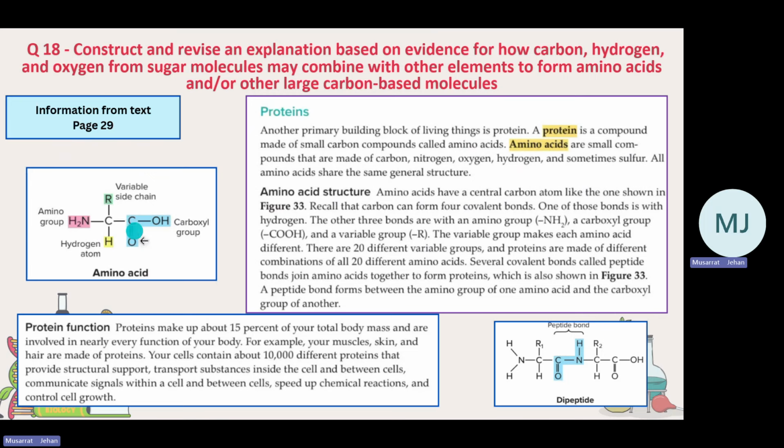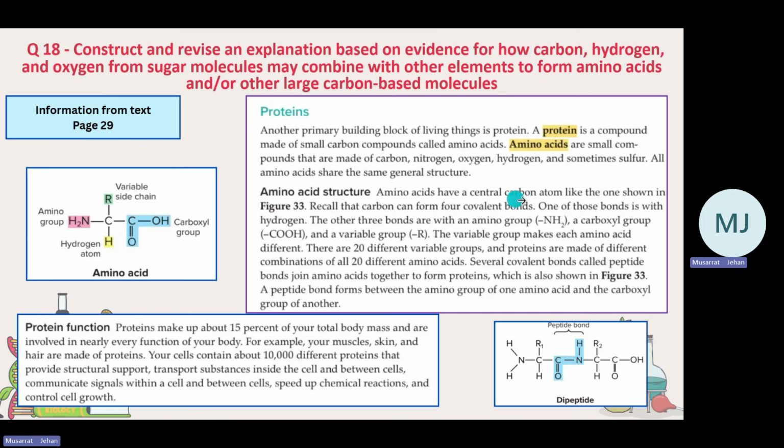One bond it forms with the carboxyl group, COOH. One bond it forms with hydrogen. One bond it forms with the amino group, NH2. And one bond can have a side chain. It could be any other carbon compound. So it is a variable side chain, but these two are important.